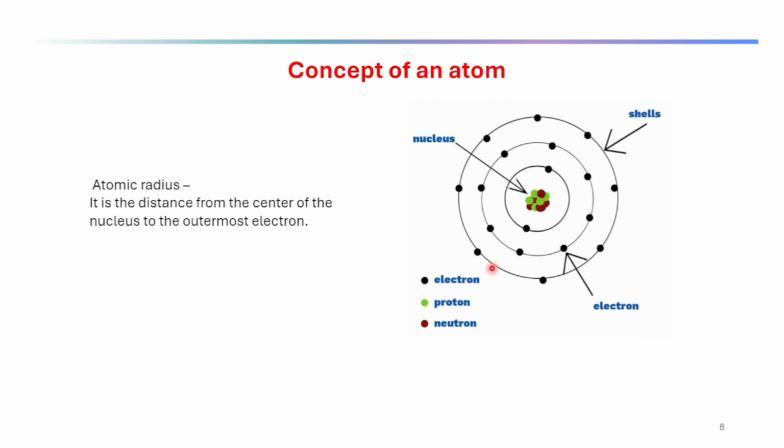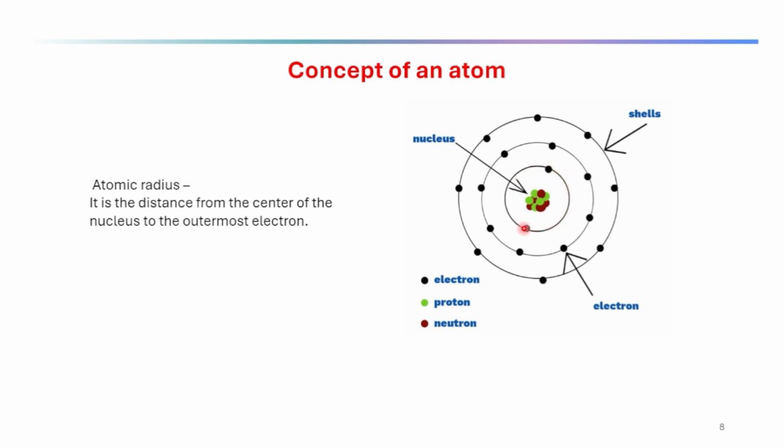On the right-hand side, you can see the basic structure of an atom. In the central core, we have protons and neutrons. Together we call it the nucleus. In the nucleus, we have positively charged protons and neutral neutrons. These two subatomic particles lie in the center, so the nucleus is positively charged. Surrounding that, electrons rotate in their shells or orbits.